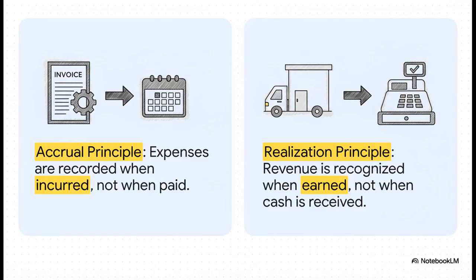Okay, let's talk about two principles that are all about timing, accrual and realization. The realization principle says you record revenue when you've actually earned it, like when you've delivered the goods, not necessarily when you get the cash. And the accrual principle is the flip side. You record expenses when they happen, not when you pay the bill. When you put them together, they perfectly match your revenues to the expenses that helped create them, giving you a much more accurate picture of profit.